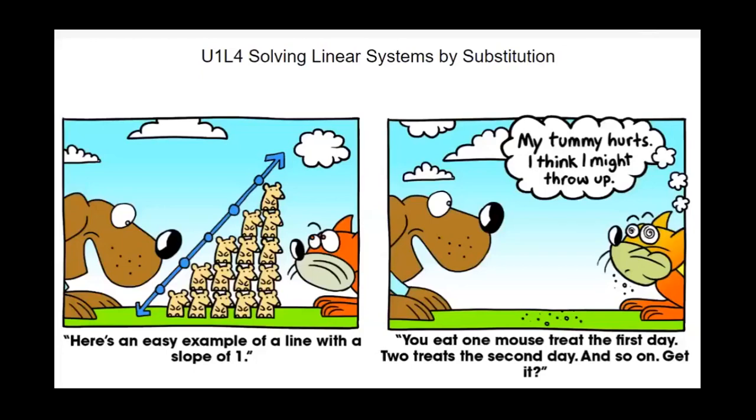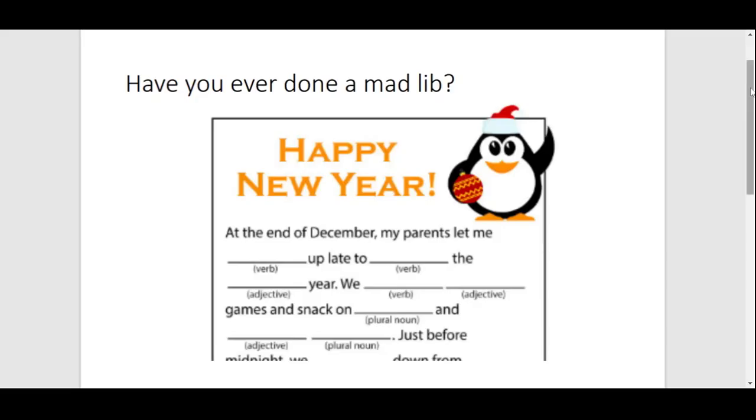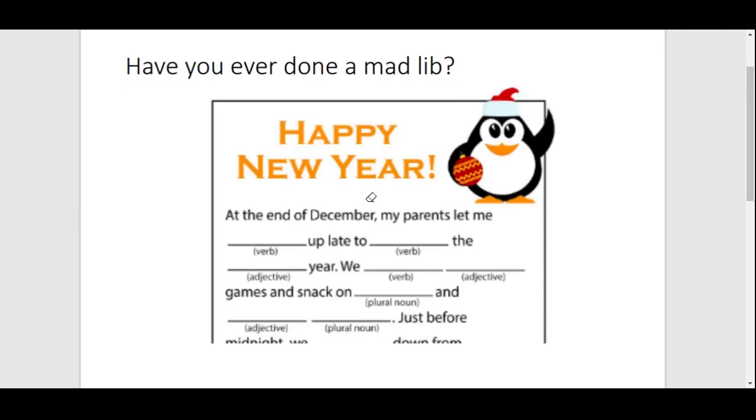So Unit 1, Lesson 4, Solving Linear Systems by Method of Substitution. Have you ever done a Mad Lib when you were a kid? This is when you have a list of parts that you have to create. For example, you have to give a number of random verbs and adjectives, and then at the end, you substitute it back into a story, and it turns out to be very funny because things are out of context.